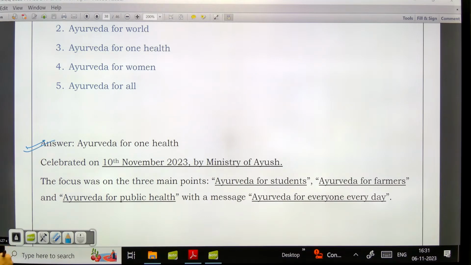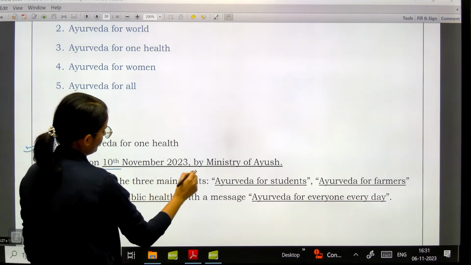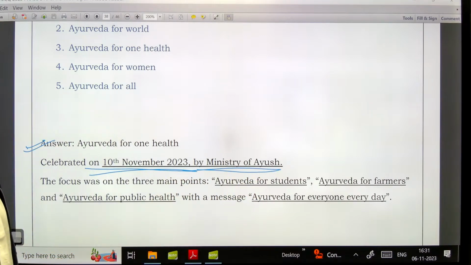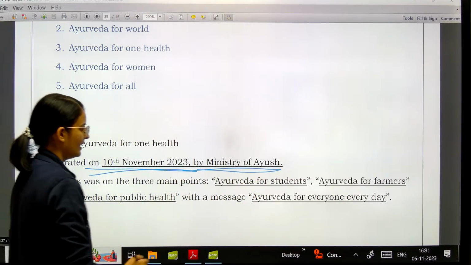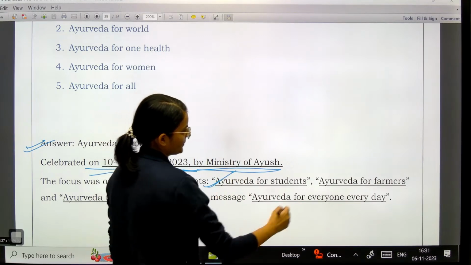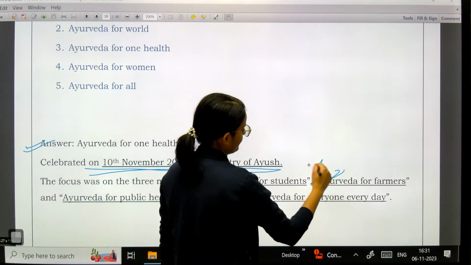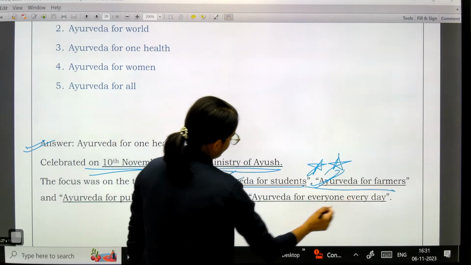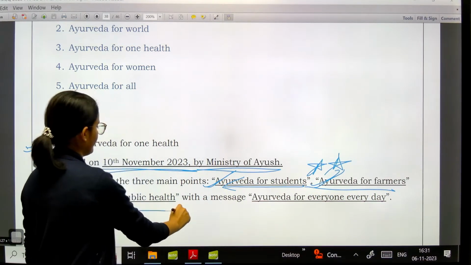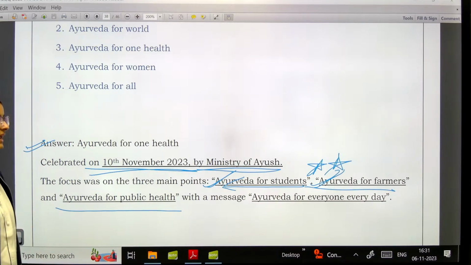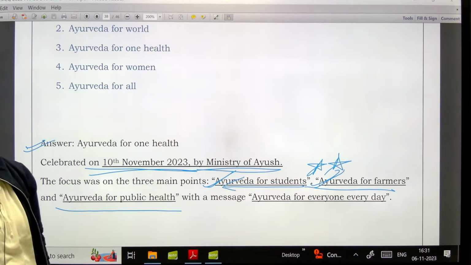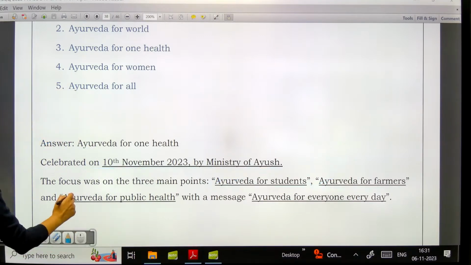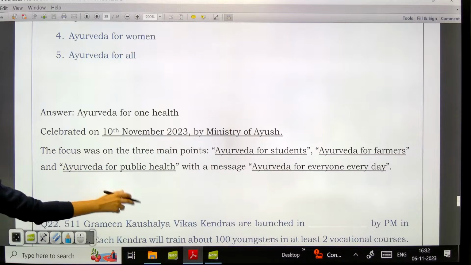Ayurveda for One Health will be celebrated on 10th of November 2023 by the Ministry of Ayush, and there are 3 focus points of the government: Ayurveda for students, Ayurveda for farmers, and Ayurveda for public health, with the message of Ayurveda for everyone and every day. Students, farmers and public health.